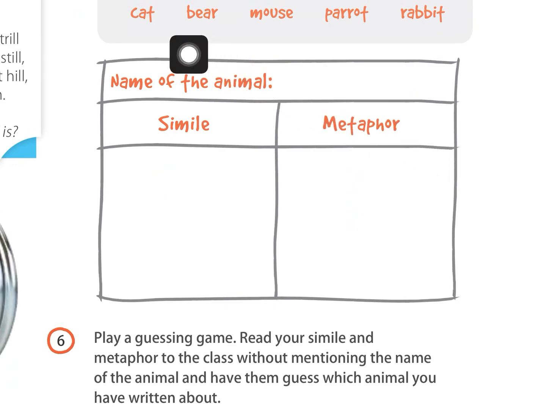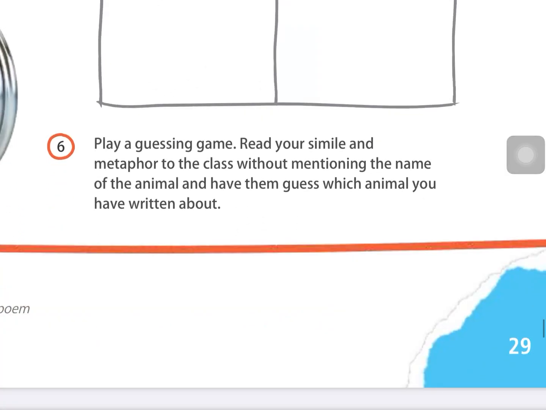Then you are going to write the animal that you chose. You are going to write here. And you are going to write two similes and two metaphors about that animal. Remember that the similes and the metaphors are at the top of this page.